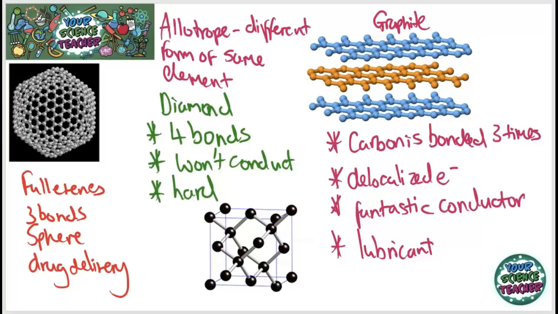Sometimes as well, they also ask about a giant covalent structure which isn't an allotrope of carbon, for example, silicon dioxide. Silicon dioxide has a very similar structure to diamond, and for those reasons, it's hard, it won't conduct electricity, and it has a really high melting and boiling point.